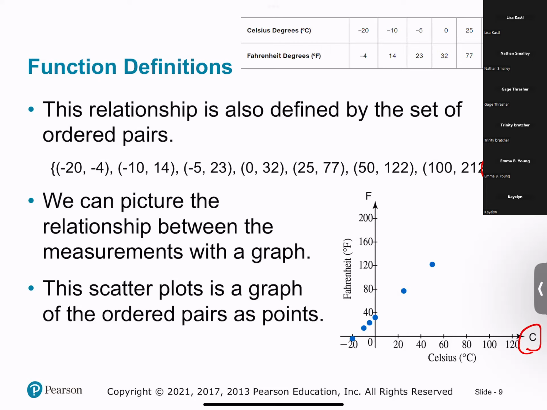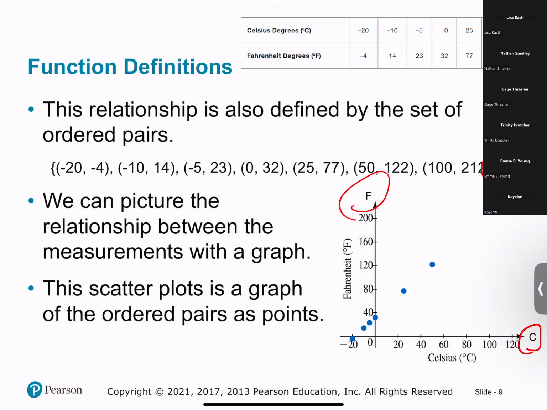So the vertical axis is degrees F. Okay, so that first ordered pair is negative 20, negative 4. So we're going to go negative 20 in the horizontal direction, over to the left from the vertical line to negative 20, and then we're going to go down 4 units. So we're going to go negative 20 units to the left and 4 units down, and we're going to plot that point.